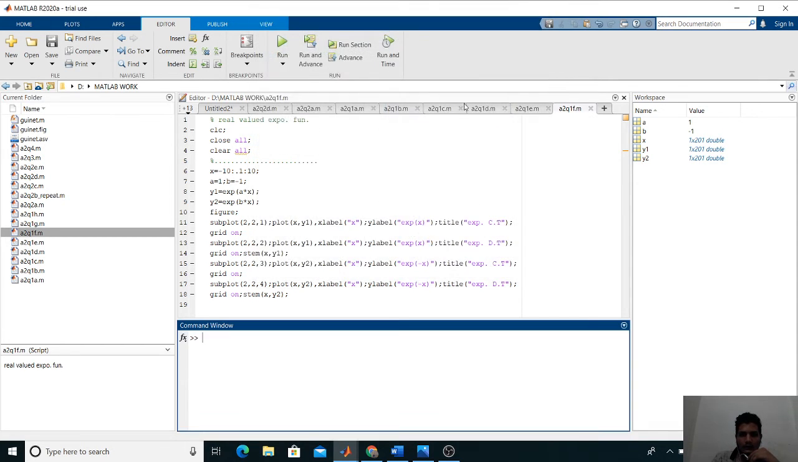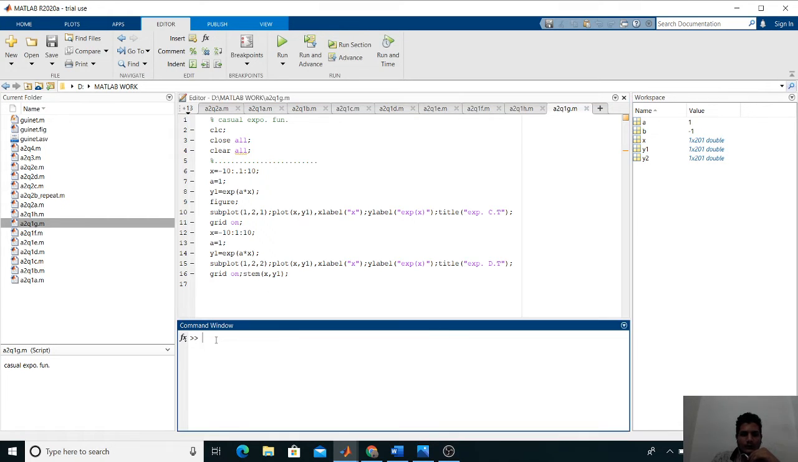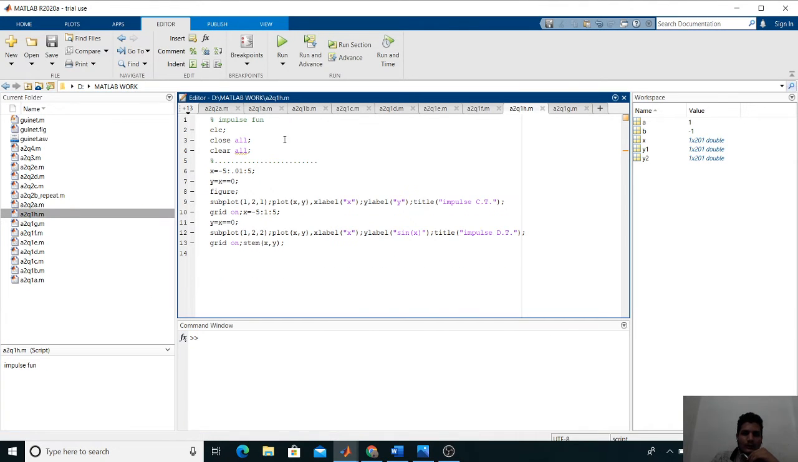Okay, so let's move to another one, that is G. This is the causal exponential function. It is nothing but an exponential function; I have written the code similarly to the previous one, and the answer will be the same also. So next we move to another part, that is the impulse function.